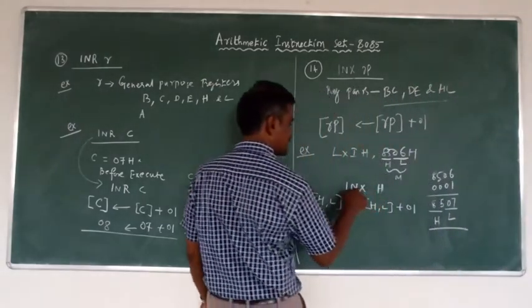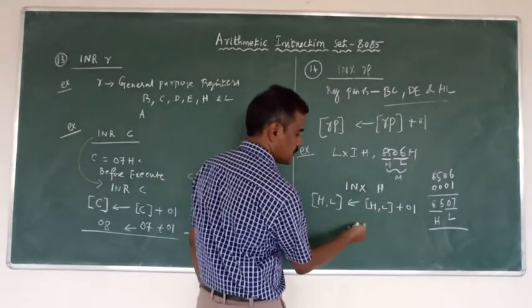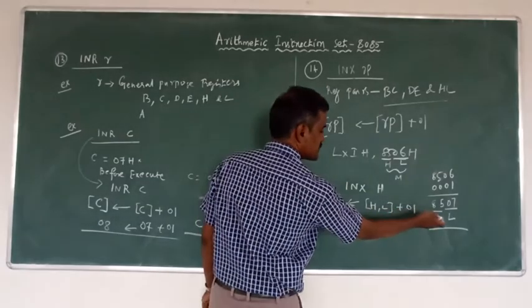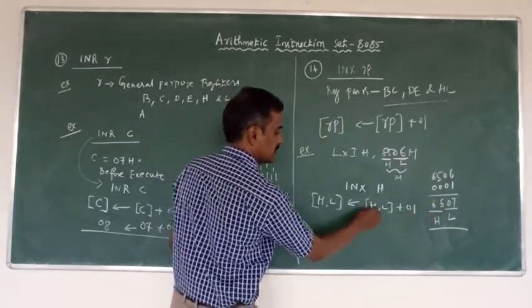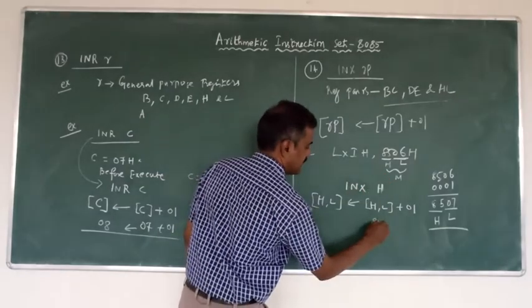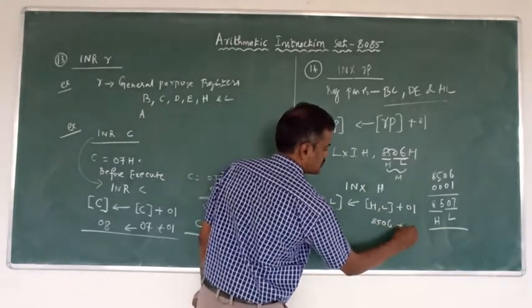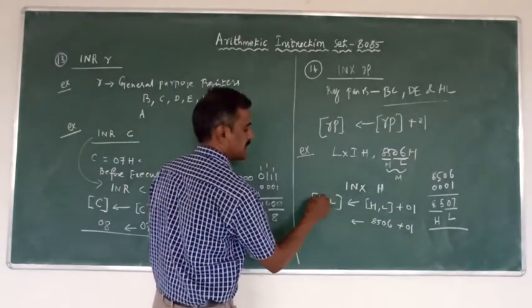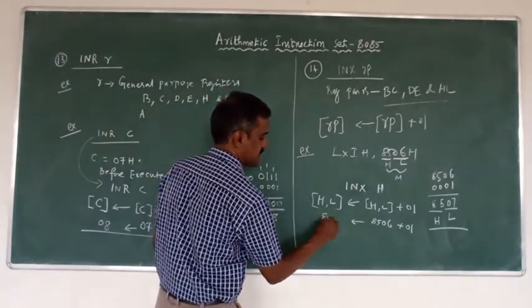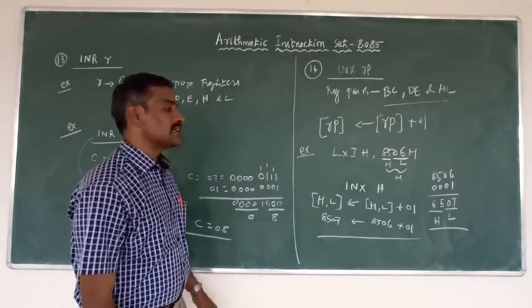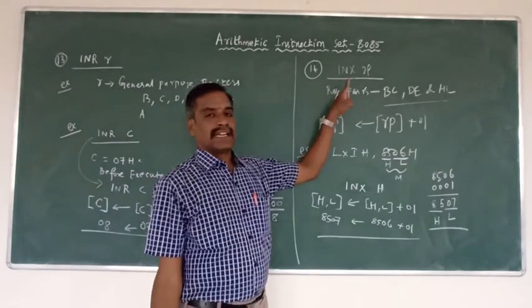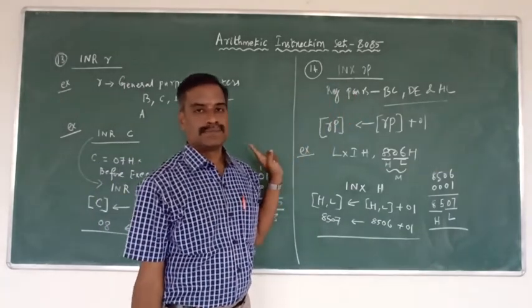After this instruction executes, the HL register pair content will be 8507. Before, it was 8506; plus 01, and the result moves to HL. The result is 8507. This is how the register pair content is incremented single time.